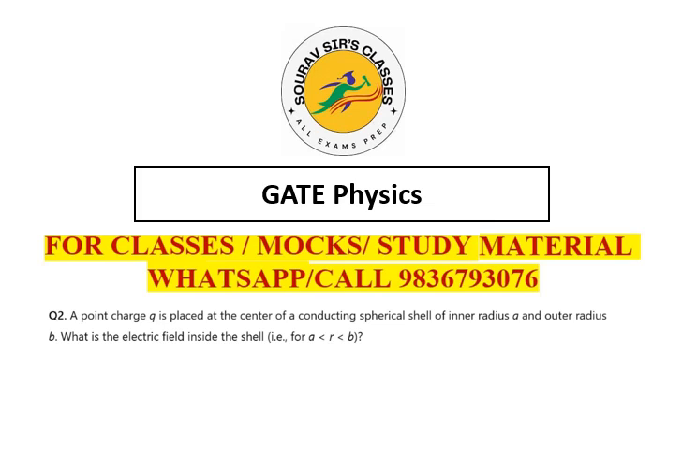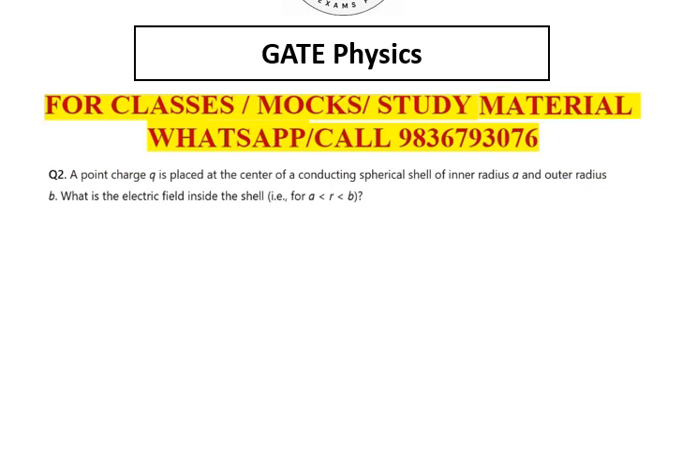Let's solve one problem from Get Physics. So the problem states that a point charge q is placed at the center of a conducting spherical shell of inner radius a and outer radius b. So what is the electric field inside the shell, that is for r greater than a and less than b?